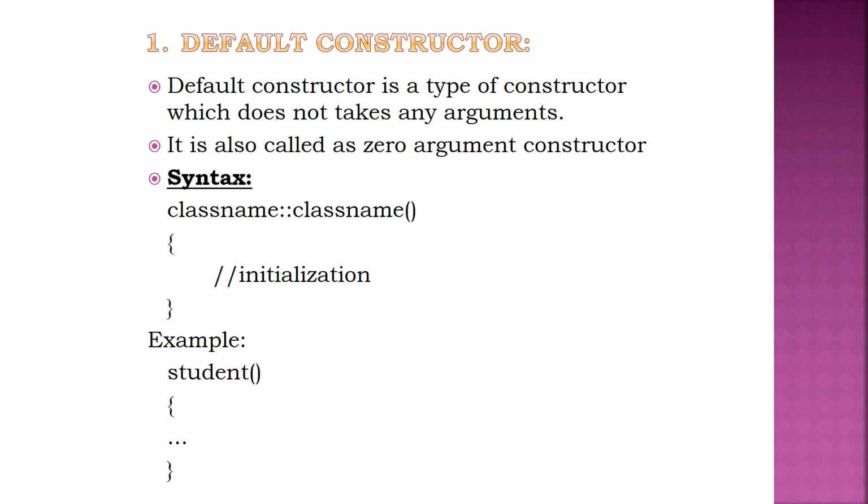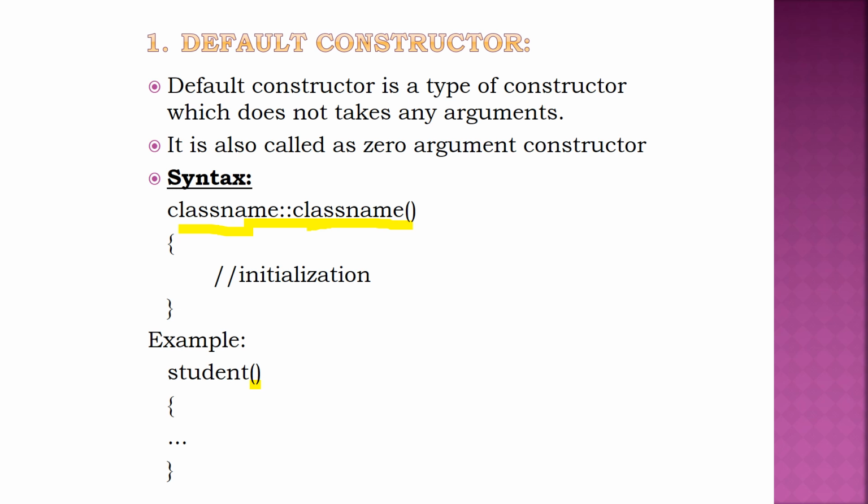We'll see the syntax for it. You have the class name, scope resolution operator, and the class name. Here we are going to create a constructor. In the default constructor, we are not going to pass any arguments. For example, we have a student. Student is a constructor which I created. In the student constructor, I have never passed any argument within the function. These types of constructors, we call default constructors.